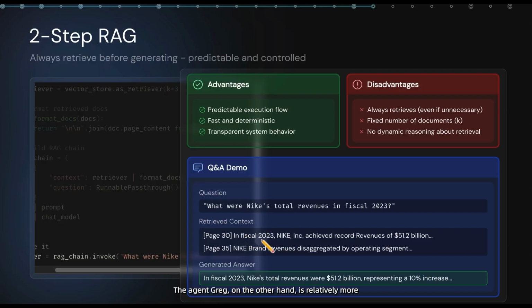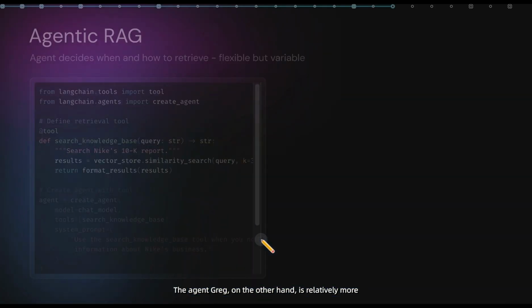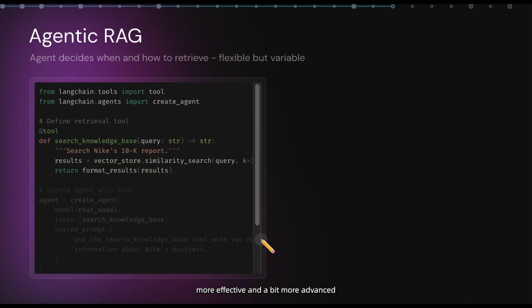The agent RAG, on the other hand, is relatively more effective and a bit more advanced. That's actually a scenario we currently recommend to everyone and find quite practical.